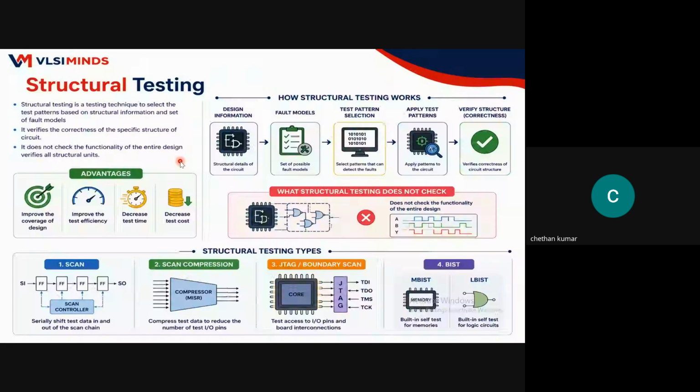BIST is nothing but built-in self-test. Under that, again, we have MBIST and LBIST. If you have a design with memories, those have to be tested separately, so that is taken care of with memory built-in self-test. Memories are tested using the MBIST process, and the logic circuits are tested using LBIST. Structural testing is about selecting test patterns based on the structural information so that we can easily find the fault.